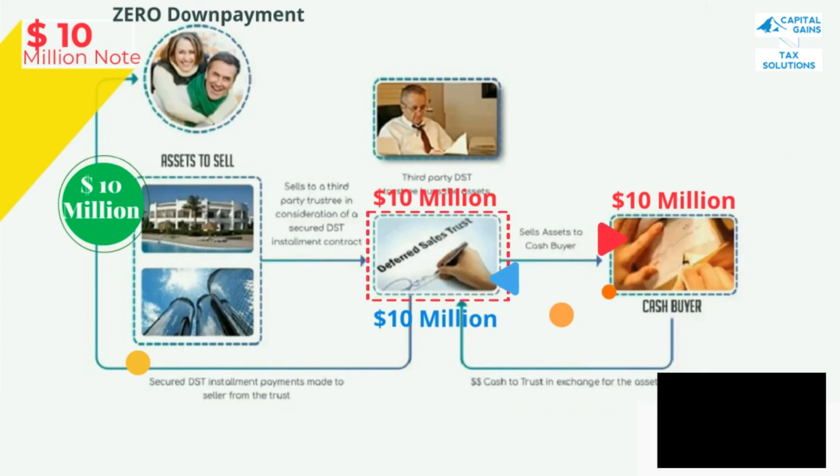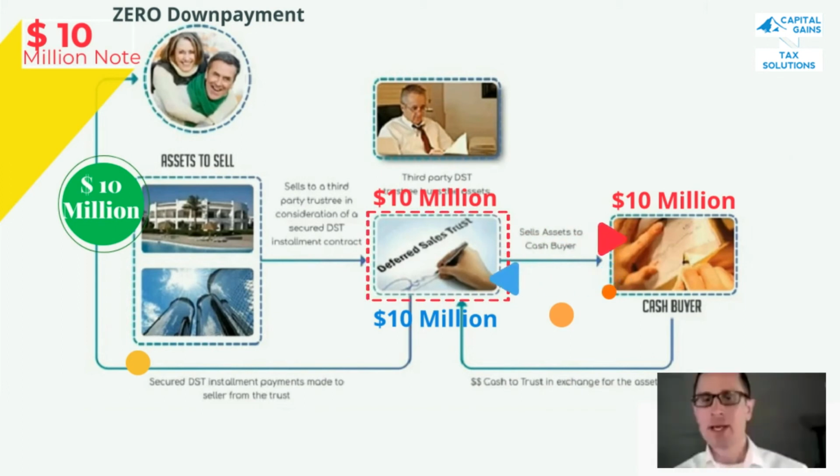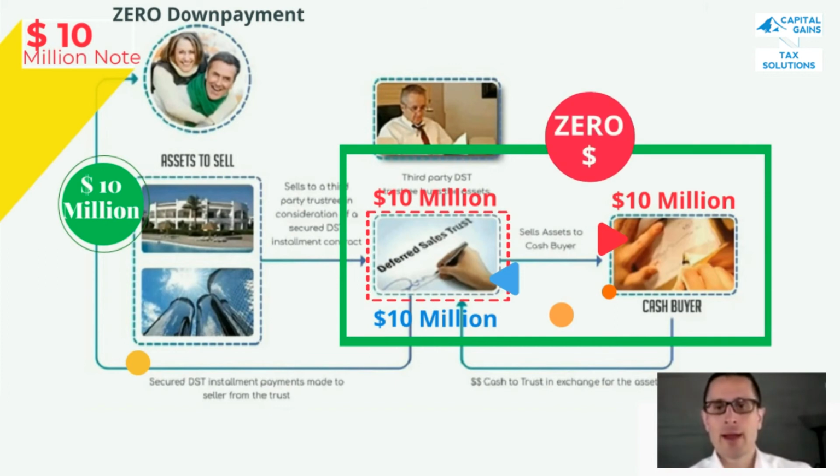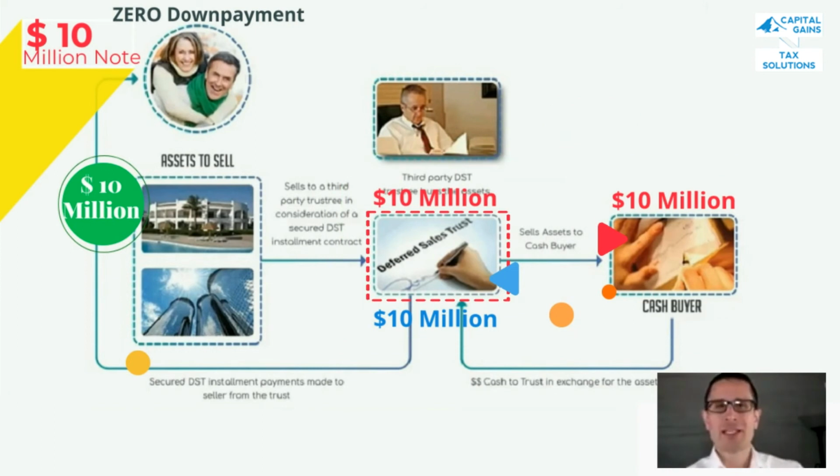Okay. You're smart. You're smart, Kumar. You're catching on real quick, right? Because the trust bought for $10 million and sold for $10 million. So Kumar, how much does the trust owe if it bought and sold for the same price? 0. You got it.